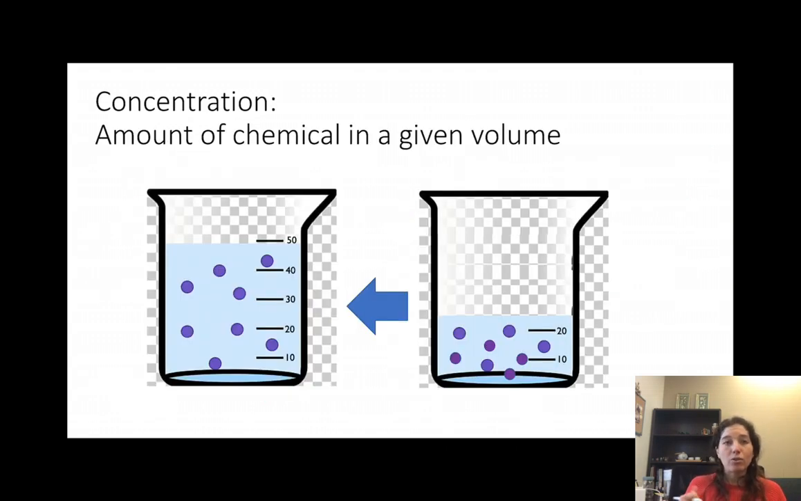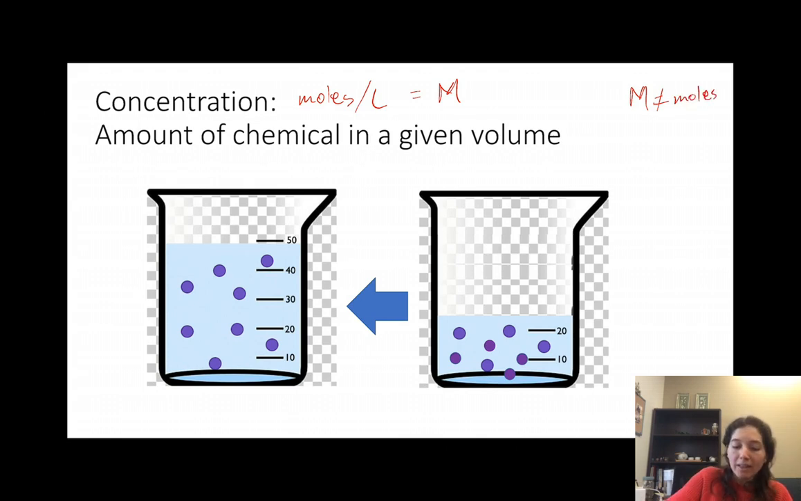Let's talk about concentration. So our concentration is measured in moles per liter. We abbreviate that as capital M. I keep saying this over and over because this is a common mistake students make. They think capital M means moles or something. It does not mean moles. It means moles per liter. So please write this down and make sure you memorize that. When you see a capital M, it means moles per liter in chemistry. So our concentration is the amount of chemical in a given volume.